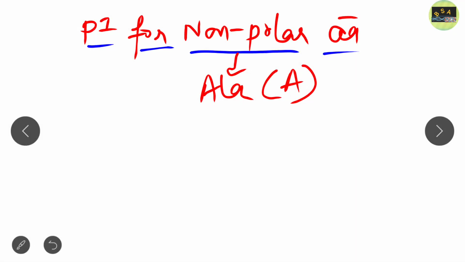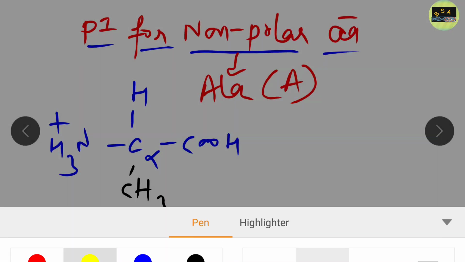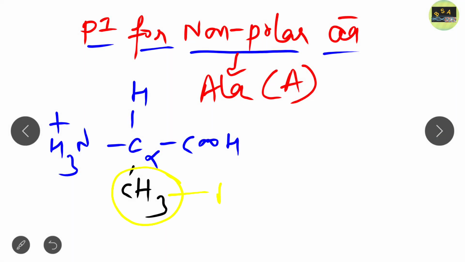What will be the structure of alanine? This will be the structure of alanine, and this is the side chain, CH3. Clear? This is the side chain of alanine, that is R. Now this structure of alanine is at pH 1. Remember, it is at pH 1.